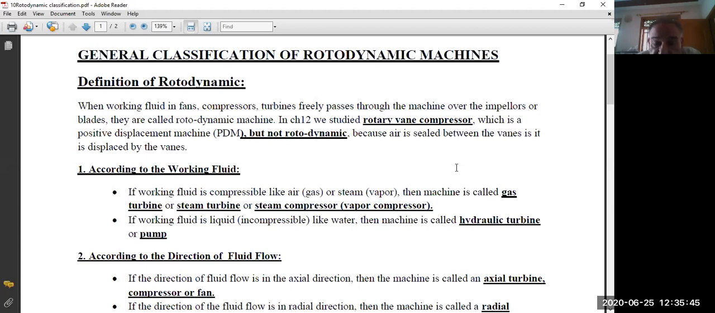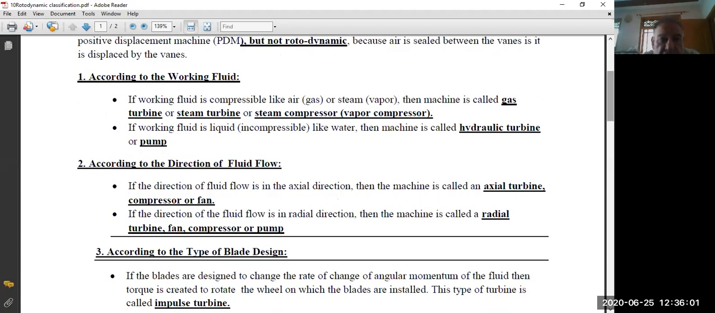The rotary vane compressor is not a rotodynamic machine, because air is sealed between the vanes and is displaced by the vanes. Now, according to working fluid, we can classify rotodynamic machines as given here.